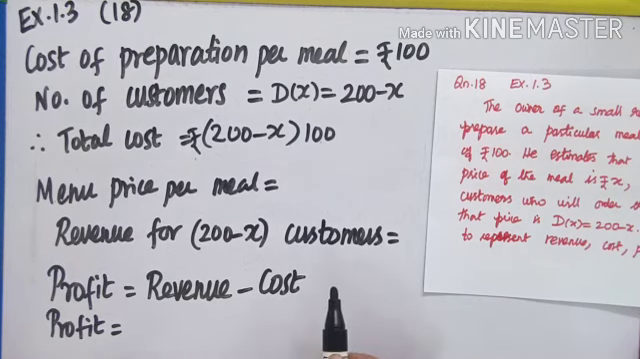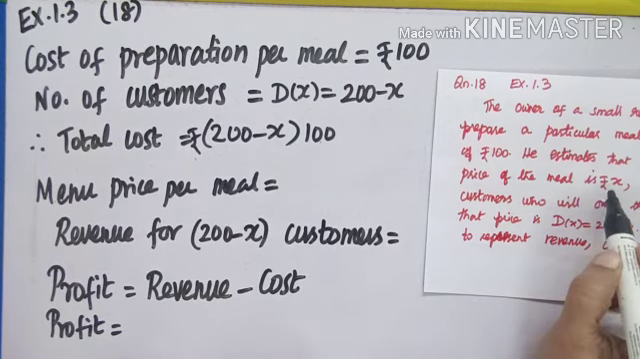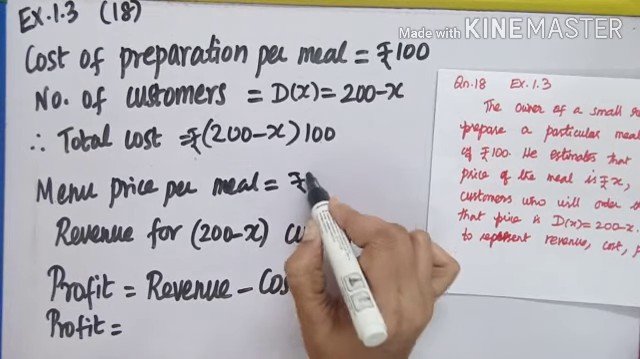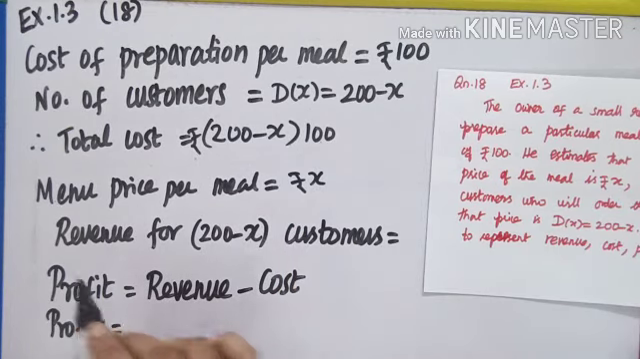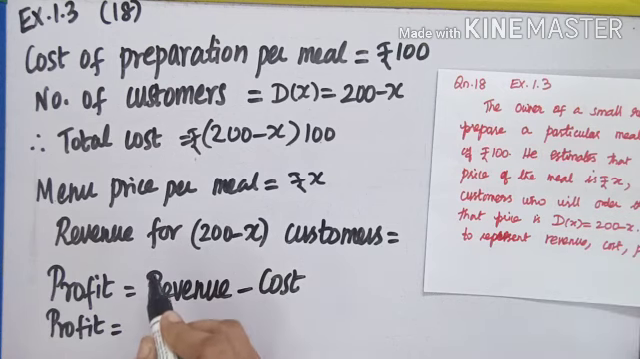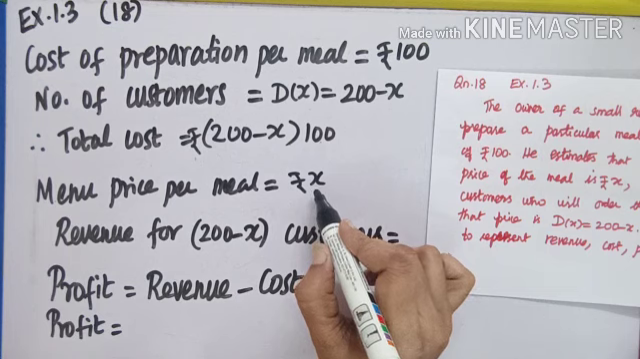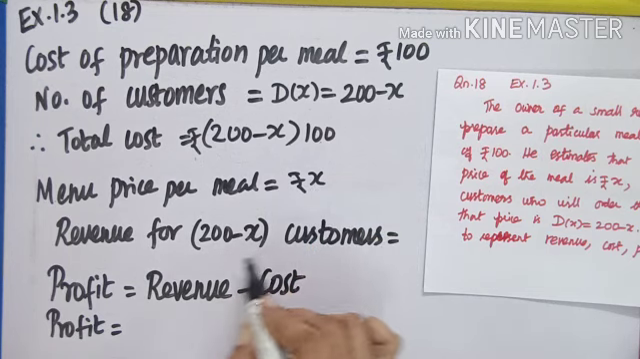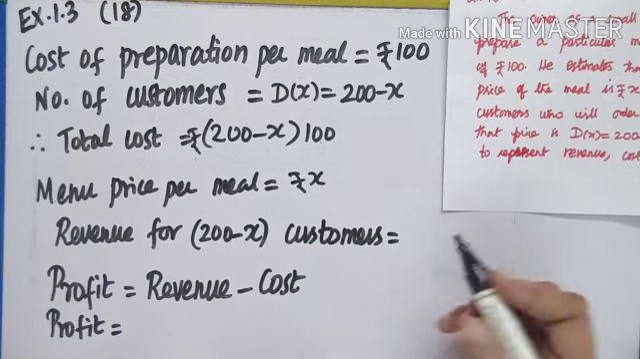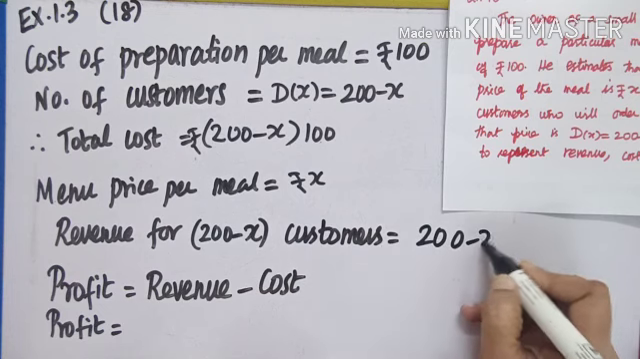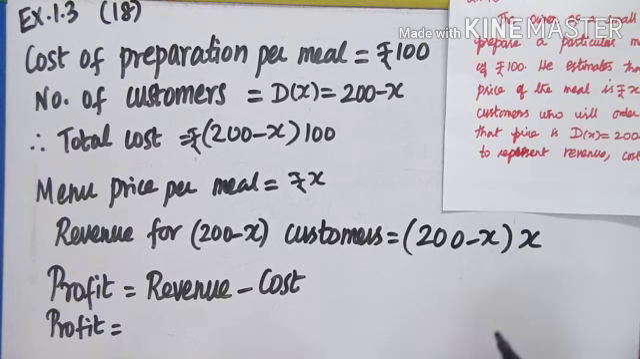Menu price. How much is he selling for? Rupees X he is selling. So revenue for this many customers. What is revenue? Income. From one customer he is getting X rupees, means from 200 minus X customers, multiply 200 minus X into X. This gives me revenue.